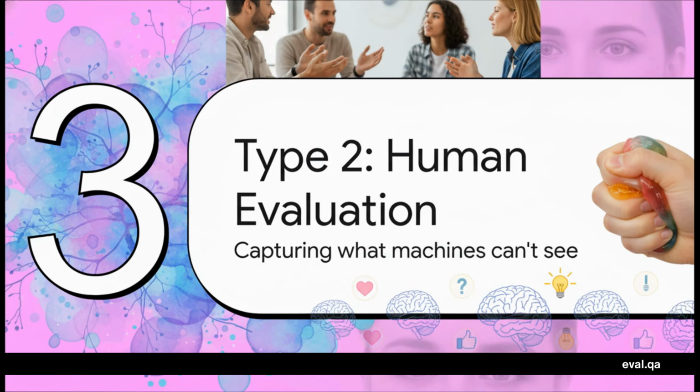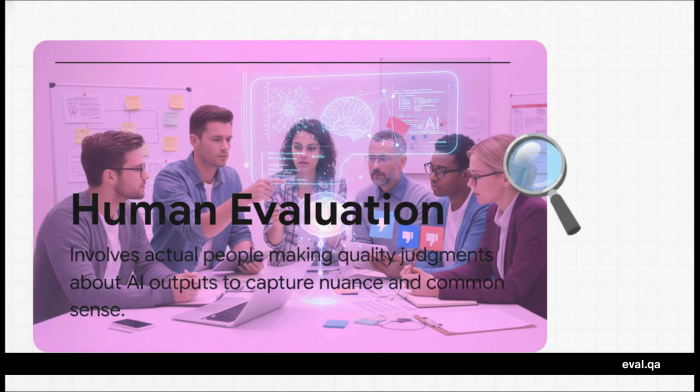Okay, so automation is great, but it's blind to a lot of stuff. So how do we see what the machines can't? Well, that brings us to type 2, human evaluation. This is all about capturing those things that are hard to define, but you know them when you see them. Things like nuance, tone, creativity, or just good old common sense.